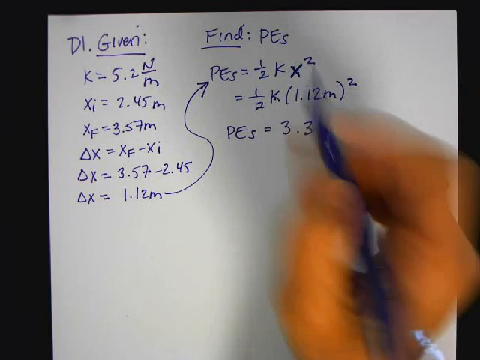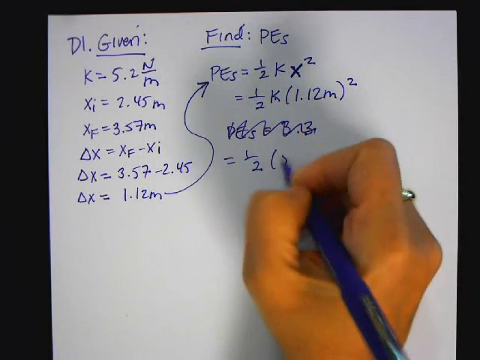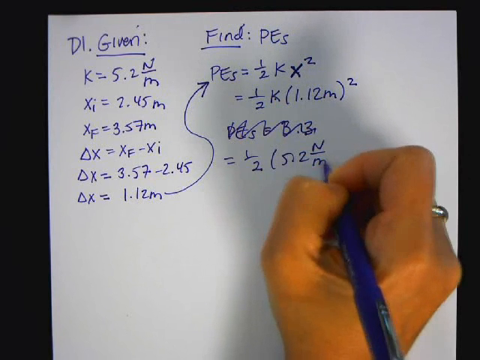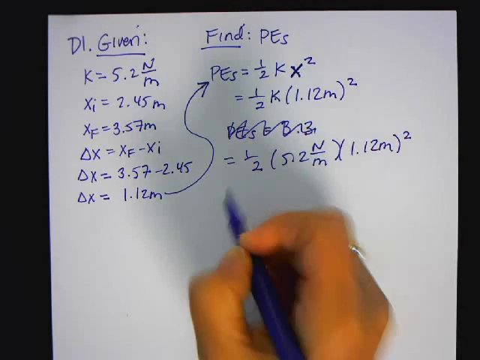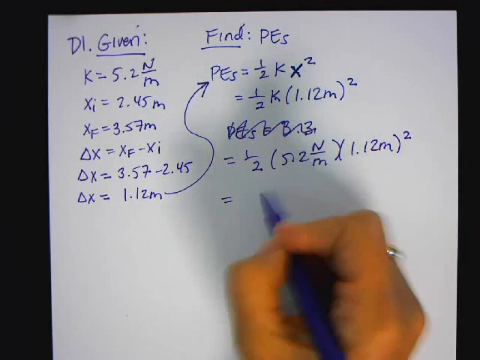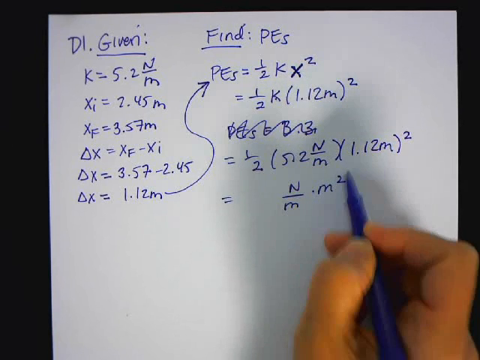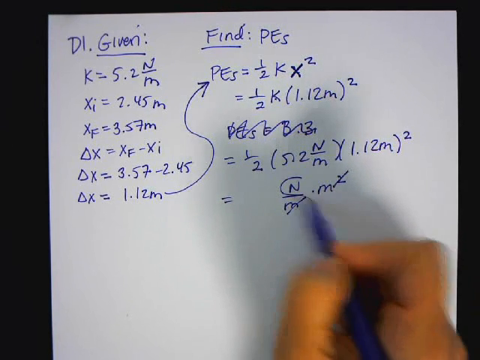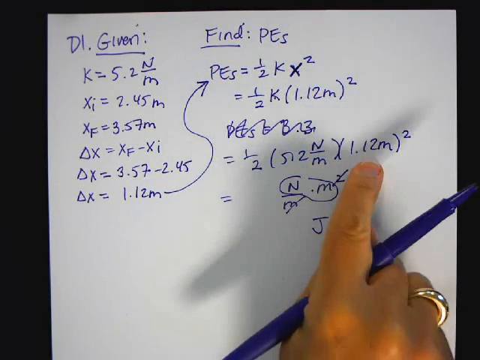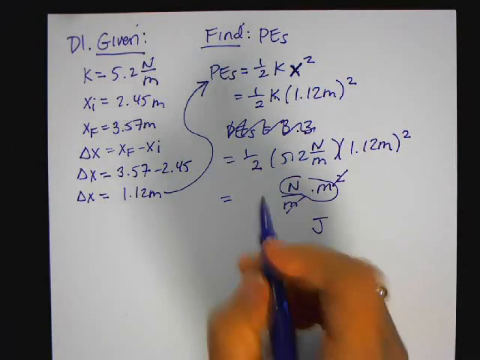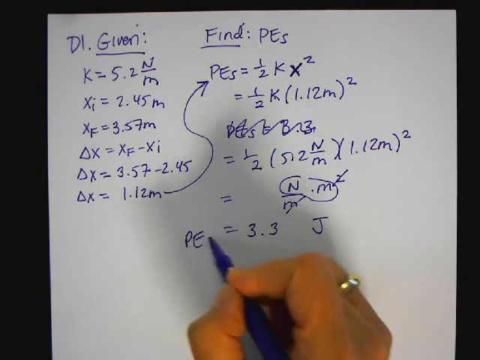Oh, I forgot to put K in. So it's 1/2 of K, 5.2 newtons per meter, times 1.12 meters squared. So a newton per meter times a meter squared. So this cancels with that, and I end up with a newton times a meter, which is the joule. And then 5.2 times 1.12 squared divided by 2 comes out to be 3.3 joules.